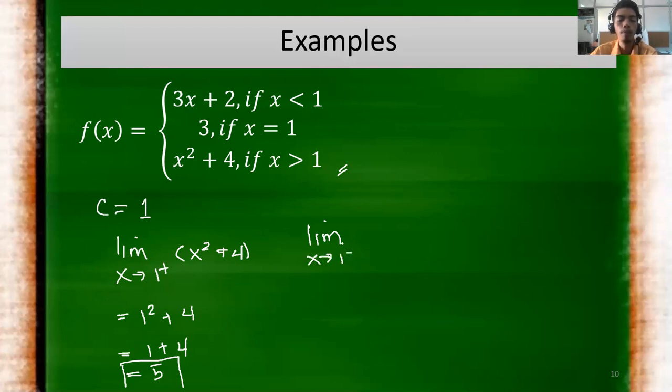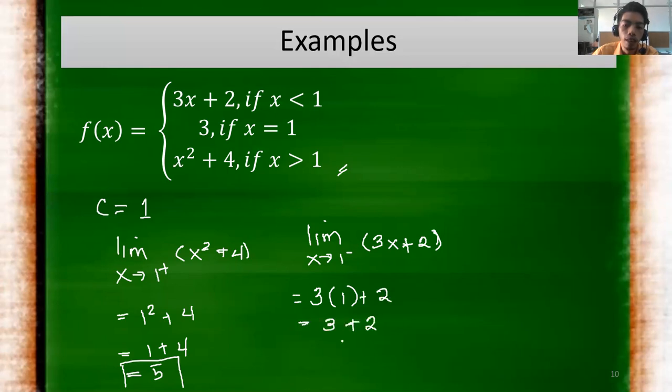So pag 1 from the left naman, yung less than 1. So, alin ba yung less than 1? Yung first function. So, we are going to use 3x plus 2. Okay, now. So, by substituting 1 for x, so we have 3 times 1 plus 2. We have 3 plus 2. And this will give you 5.